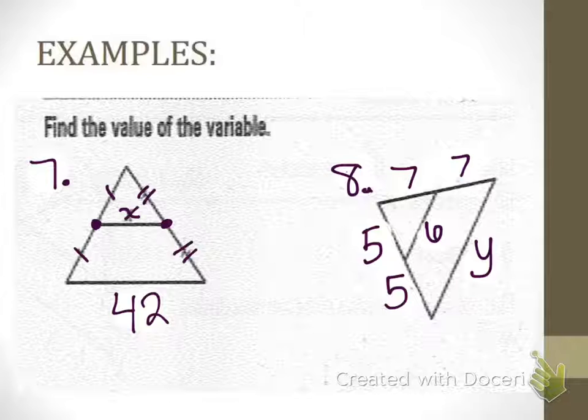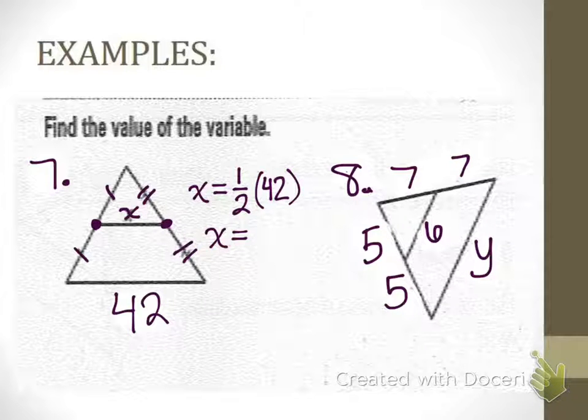So what's the third side? The third side, the side that the mid-segment doesn't touch. 42. So the mid-segment is X. So the mid-segment equals half of the side that it doesn't touch. Half of 42 is 21.